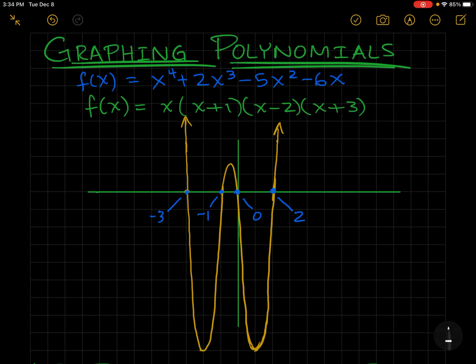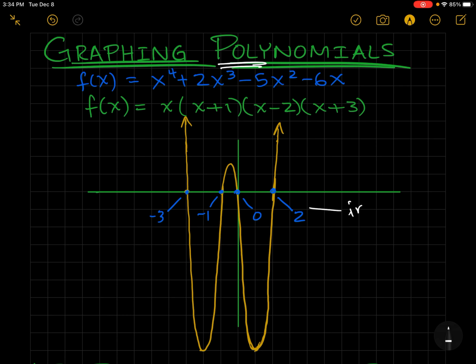Today's lesson is on graphing polynomials. Poly, like Poly High School, means many monomials. We've graphed quadratics and linears, but now we're going to look at higher order polynomials. There's a few things that we're going to look at.